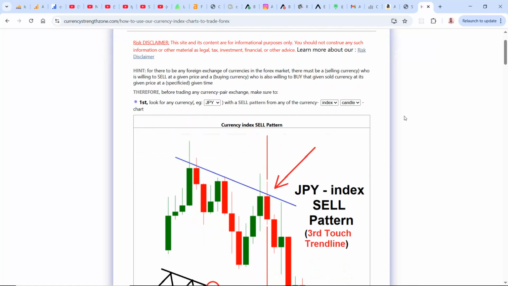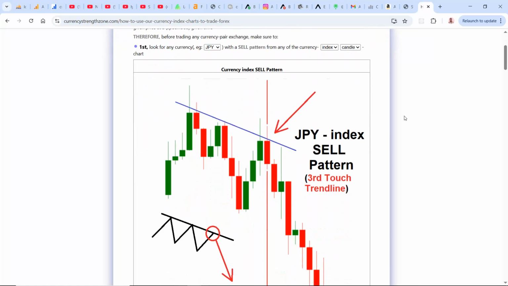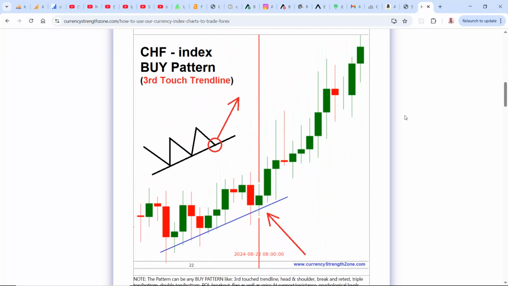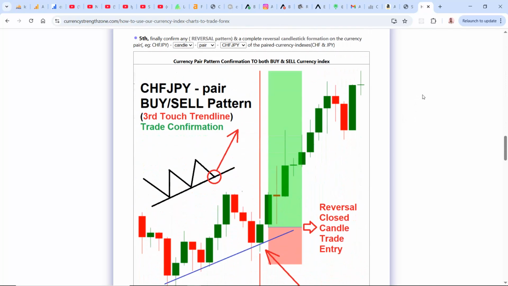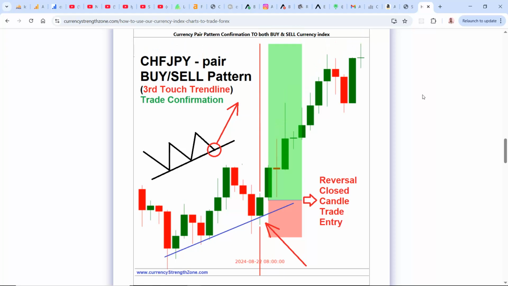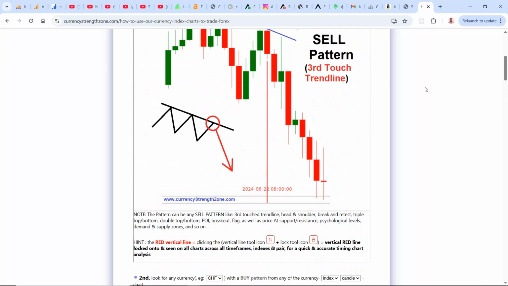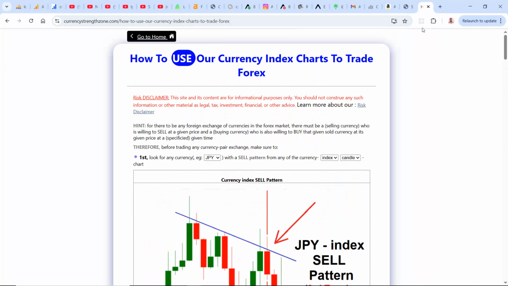First of all, you find a currency index which has a sell setup, then you find the one with a buy setup, and then you make some confirmation from the pair and make a trade decision.